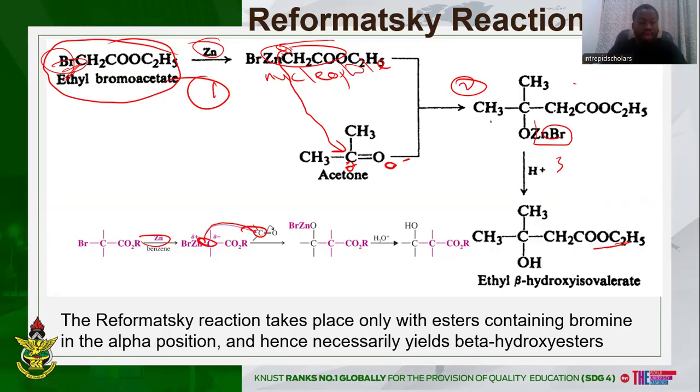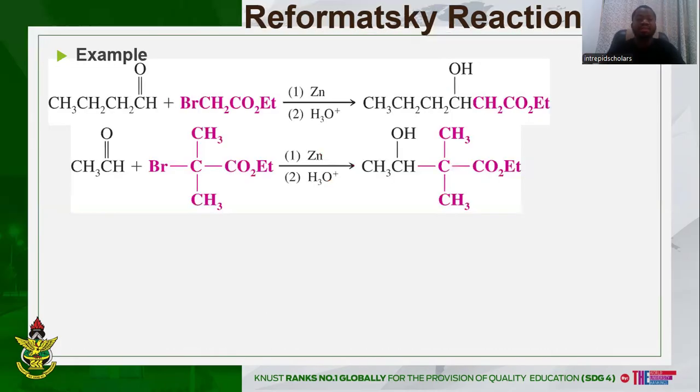Now, what is down here reads: the Reformatsky reaction takes place only with esters containing bromine in the alpha position and hence necessarily will yield a beta hydroxy ester. Always the Reformatsky will yield a beta hydroxy ester. Now, this is an example for us to look at. What we'll pay attention to at this point is how to convert the reactant to products.